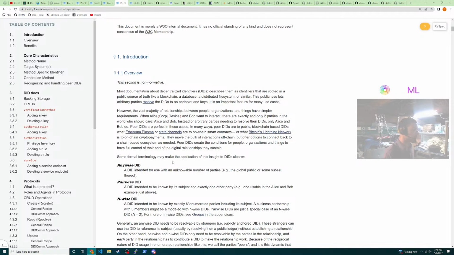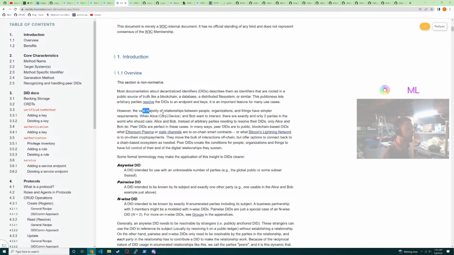So most documentation about decentralized identifiers describes them as identifiers that are rooted in a public source of truth like a blockchain, a database, or a distributed file system or similar. The publicness lets arbitrary parties resolve the IDs to an endpoint and keys. It is an important feature for many use cases.